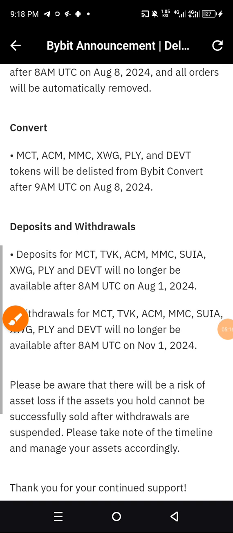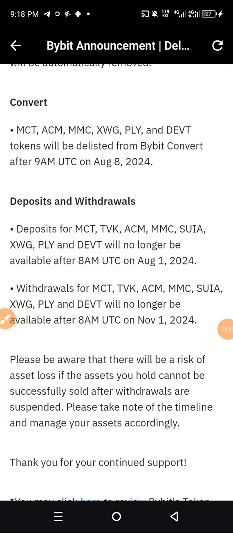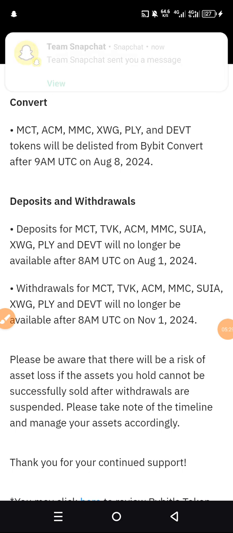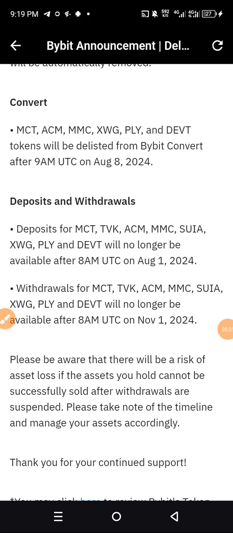Coming down here again, deposit and withdrawal for the aforementioned coins will no longer be available. Be very careful. What you need to do now, if you are watching this video right now, is start watching them closely. If you like, you can hold on a little until the 30th before you take it off. Maybe something will change. In case the price is too low, it might go up for you a little.